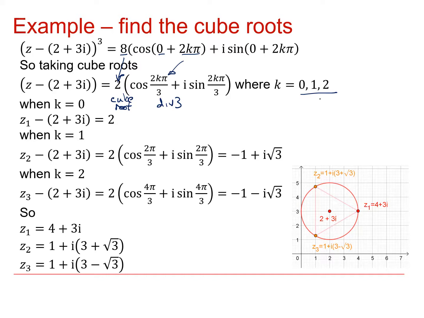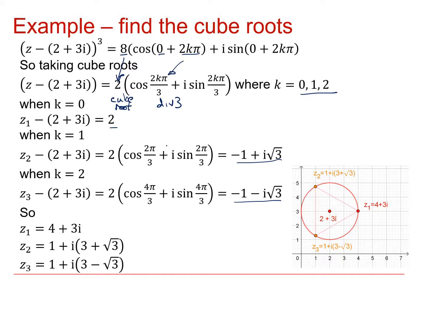In fact, if k takes a value above this, like 3 or 4, it will just wind around the circle and reproduce the same roots again. So 3 will produce the same root as 0, and 4 will produce the same root as 1, and so on. So here's what happens when we plug in the values of k. We get 2, then 2 cos 2 pi by 3 plus i sin 2 pi by 3, so we get minus 1 plus i root 3 here, and minus 1 minus i root 3.